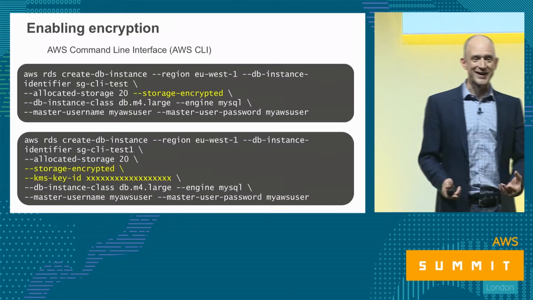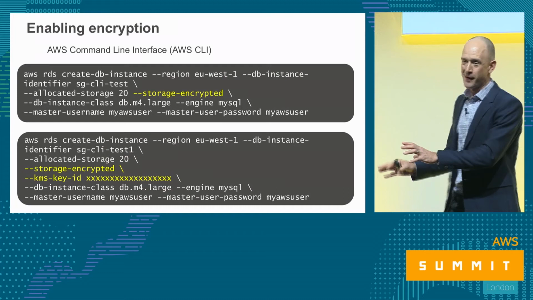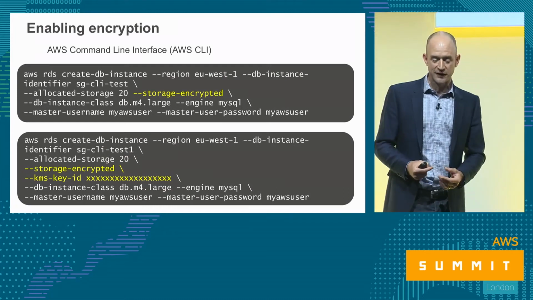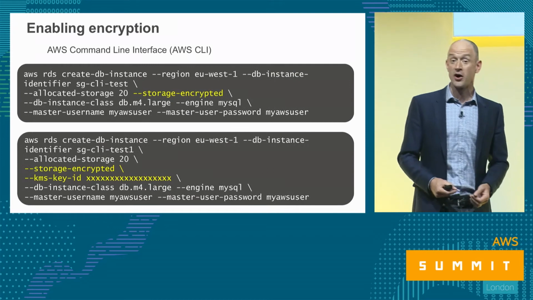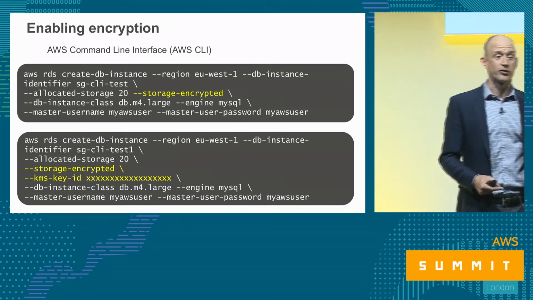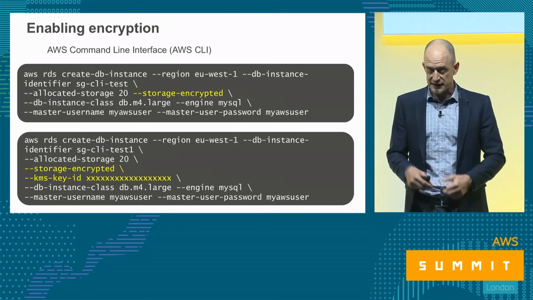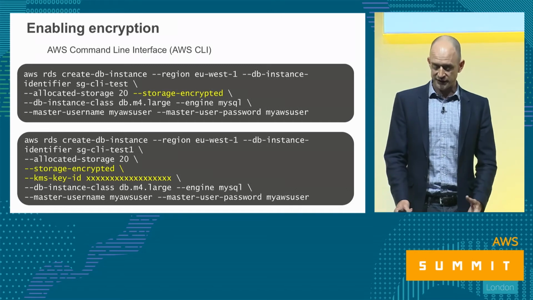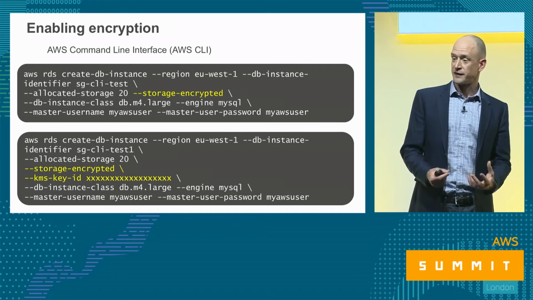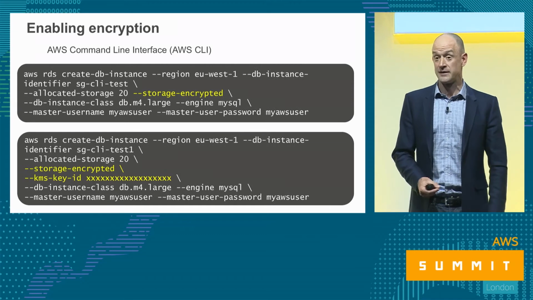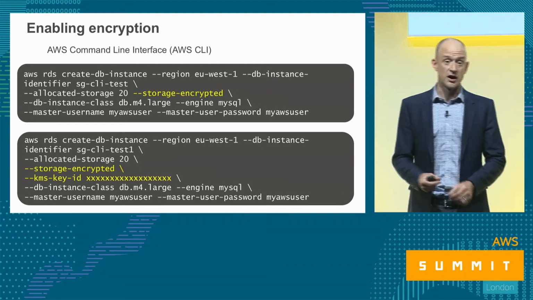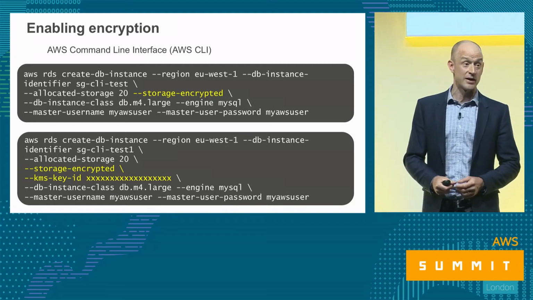So for those of you that like the command line, I'm not going to do a demo, but if you want to create an encrypted RDS instance, here's a couple of examples of how you go about doing that. The top example will create an RDS instance using the default encryption key. And in the second example, we're creating an instance where you specify the KMS key ID. So that gives you the ability to customize which other services and which IAM users have access to that KMS key.